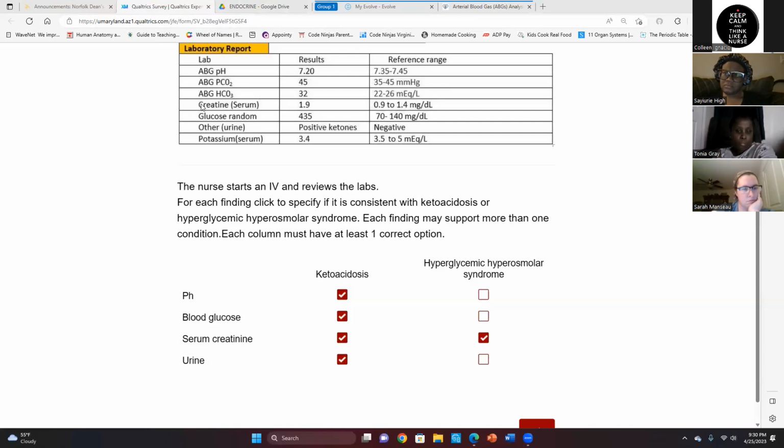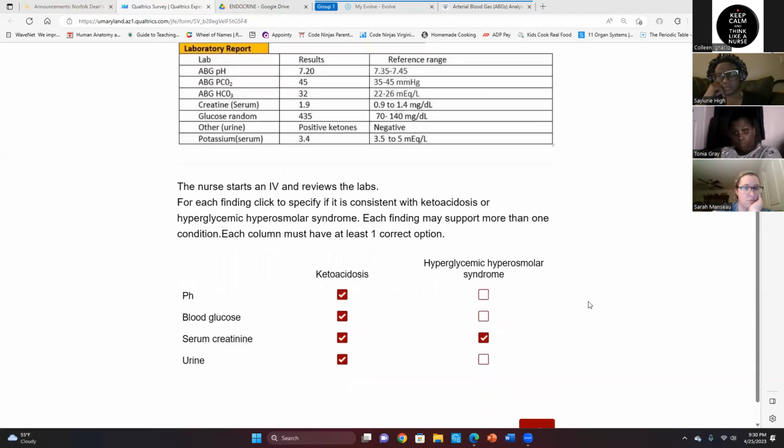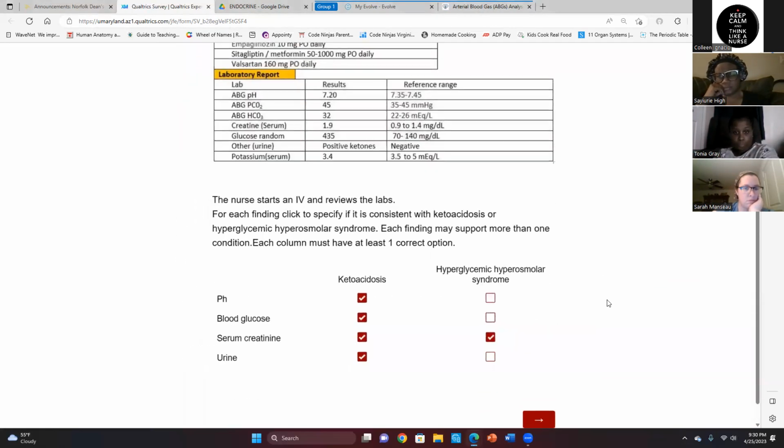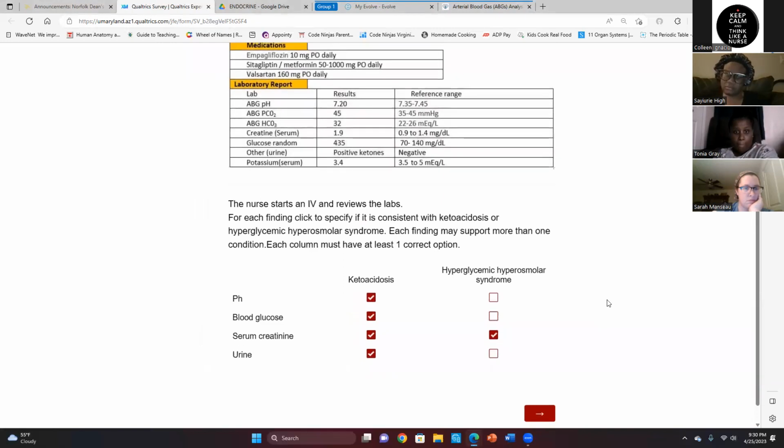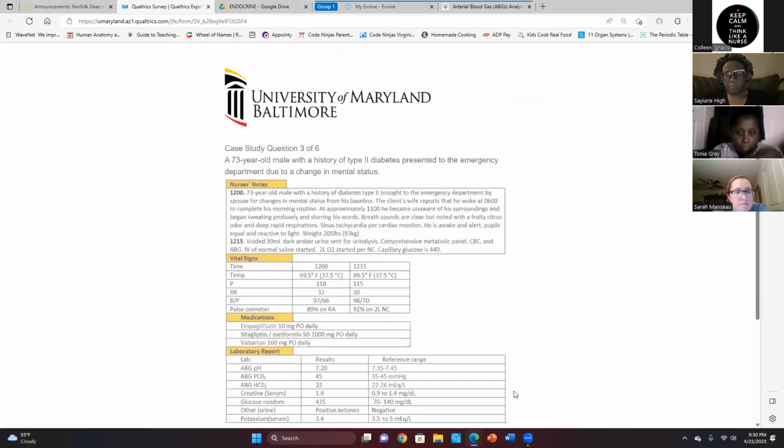So that's a little bit on HHS. I feel like we don't necessarily talk about it a lot, but if you knew about HHS and DKA, you would definitely get the pieces of this question right. In the summary email I send, I'm going to include some more resources on HHS because I think that would be helpful. Okay, let's go to the next question.